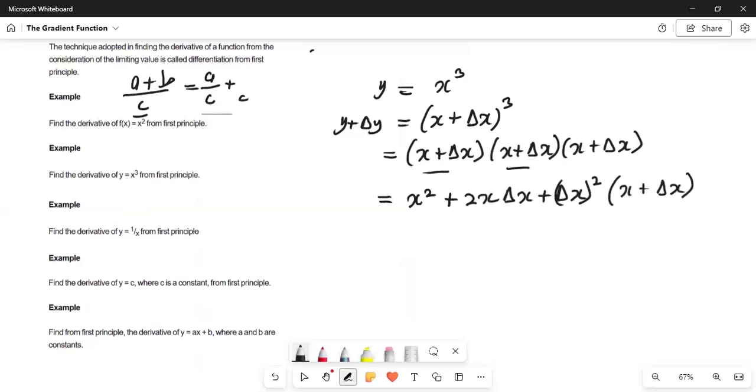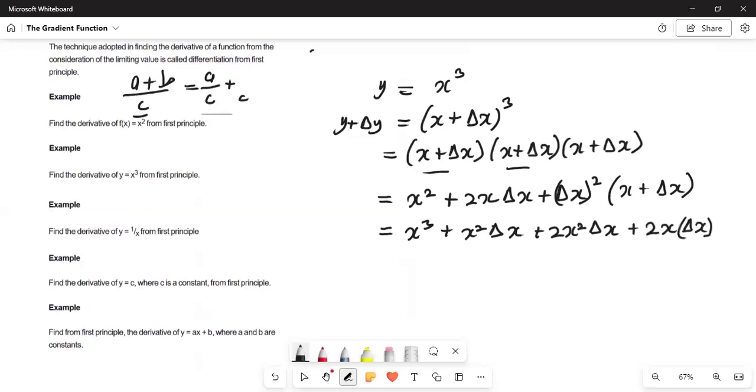X squared times x is x cubed. So this will be x cubed. Then x squared times delta x is x squared delta x. Then 2x delta x times x is 2x squared delta x. Then 2x delta x times delta x is 2x delta x squared.